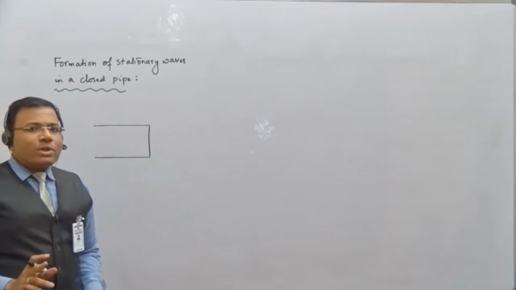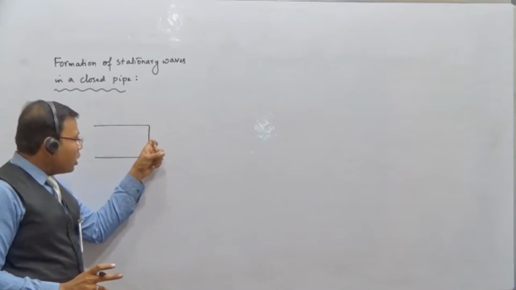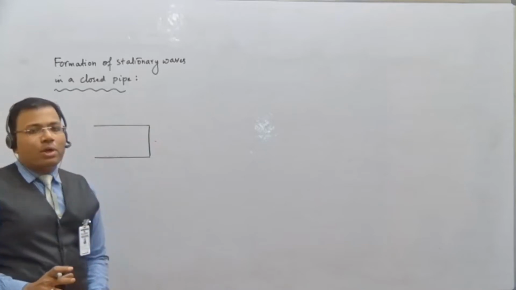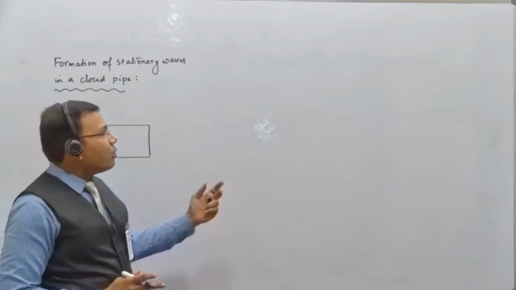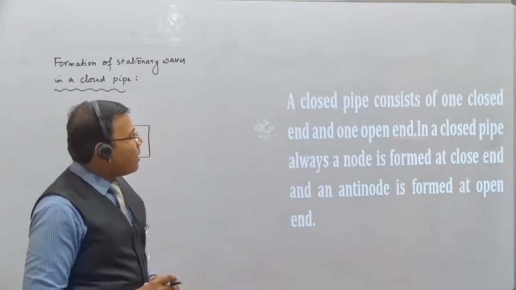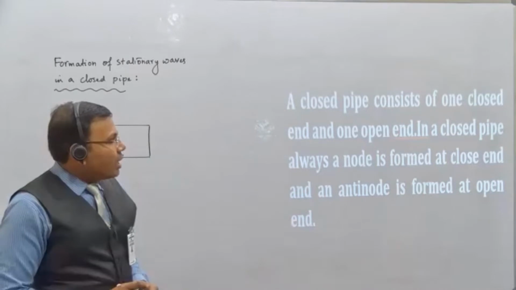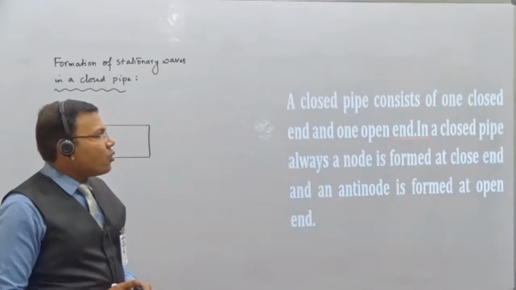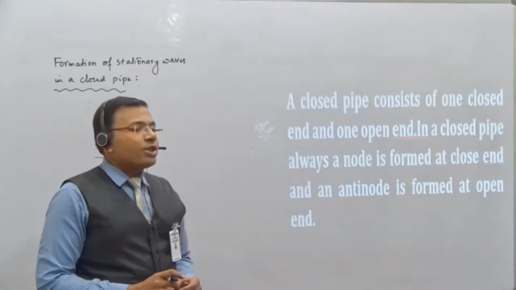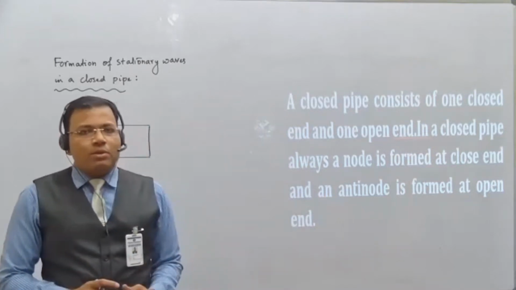So students, what I was saying, here we will always get a node, and here we will get an antinode. Beta, let us see the actual definition here on the board. A closed pipe consists of one closed and the other open end. In a closed pipe, always a node is formed at the closed end and an antinode is formed at the open end. So this is what I have said. The same thing you have to remember.